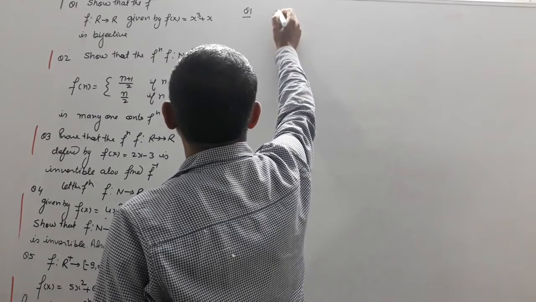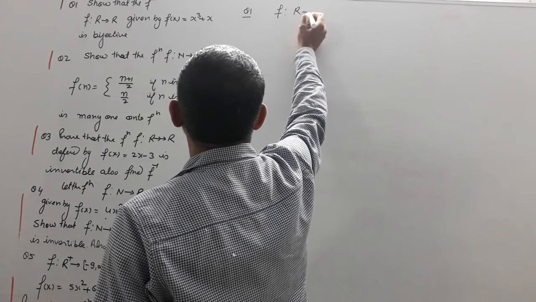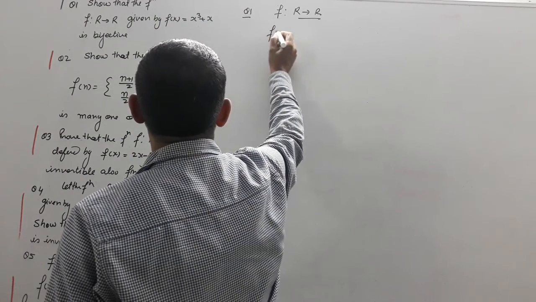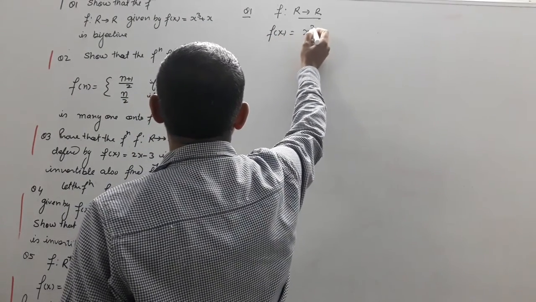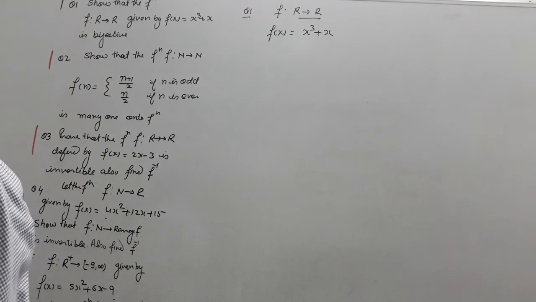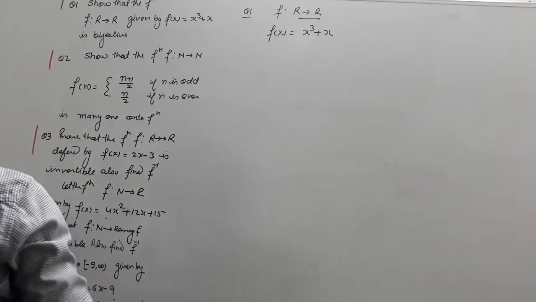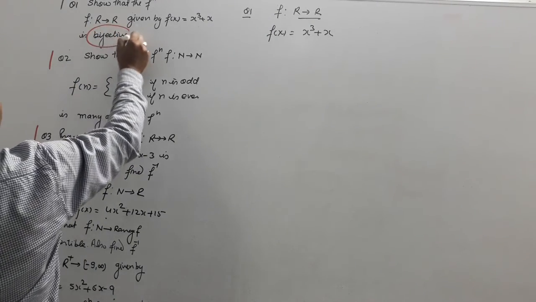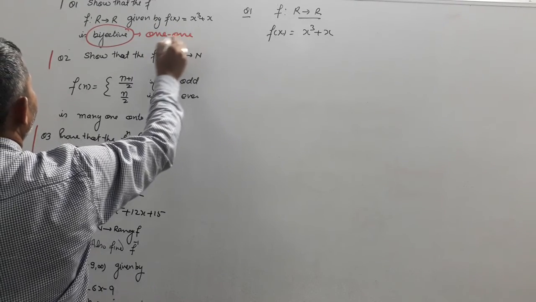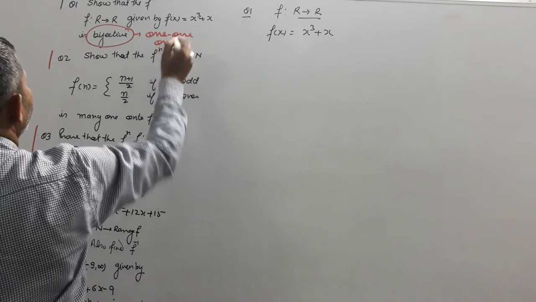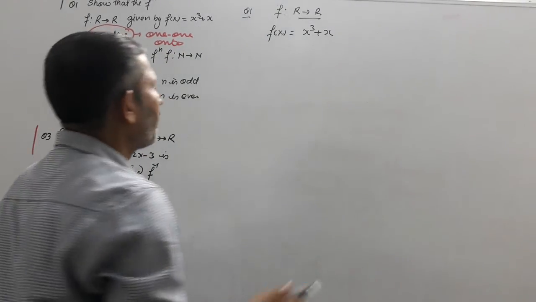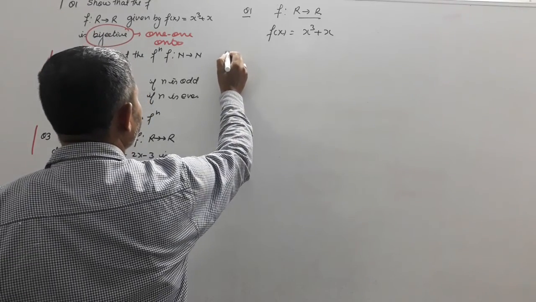A function f from R to R, real number to real number, is defined by x cube plus x. Prove that this function is bijective. Bijective means the function is 1-1 as well as onto. If the function is 1-1 as well as onto, then the function is bijective. How can we prove that the function is 1-1?